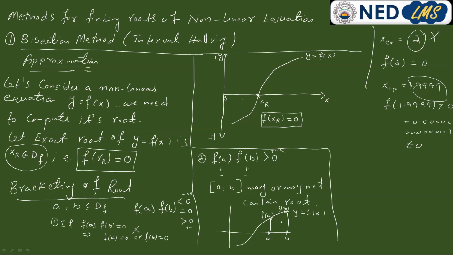So if I multiply f of A into f of B, what will I get? Both are on the positive y-axis. Whatever the magnitude, we are not interested, but we know that they have a positive sign. So if I multiply them, their answer is also positive, greater than 0. In this particular case, we do not need to bother much about bracketing the root, because we can see that in the interval A and B, there is no root.